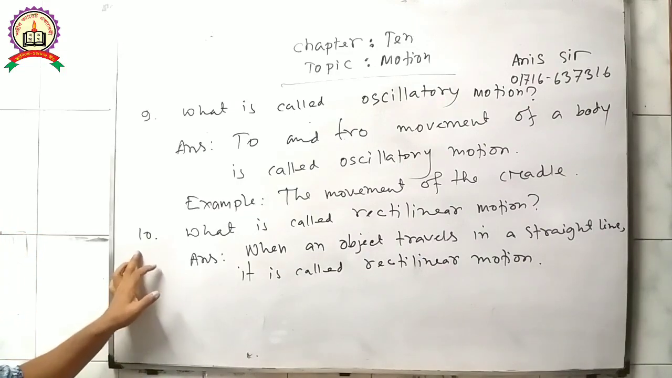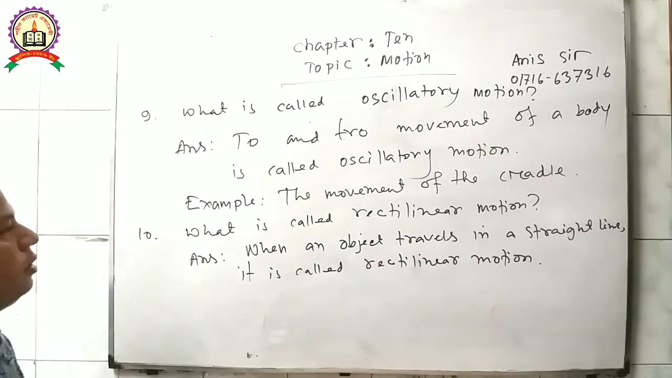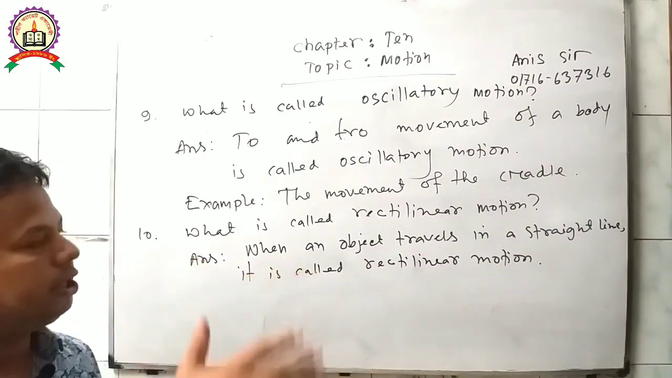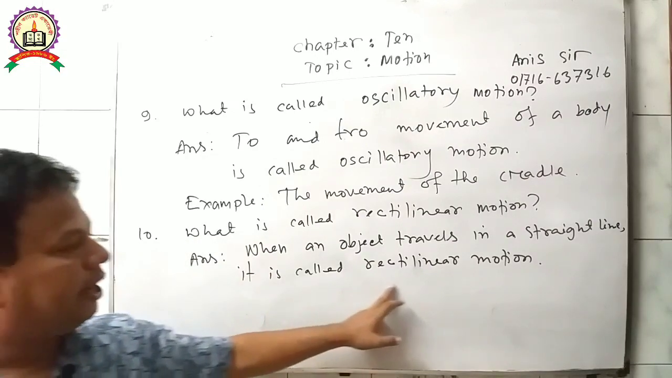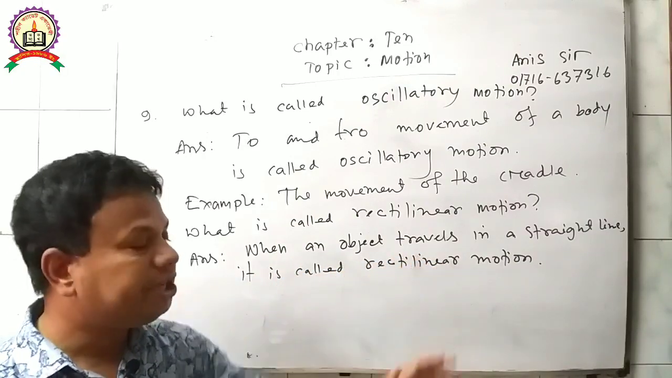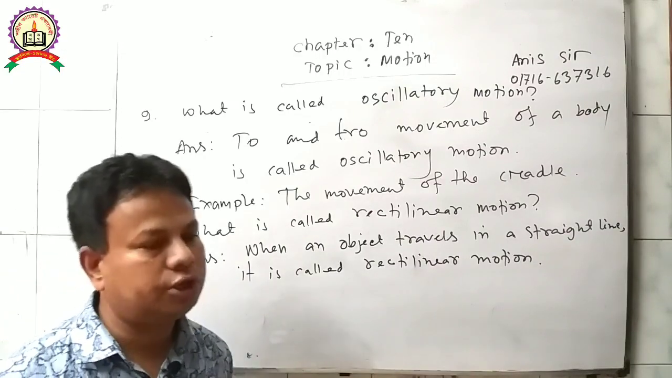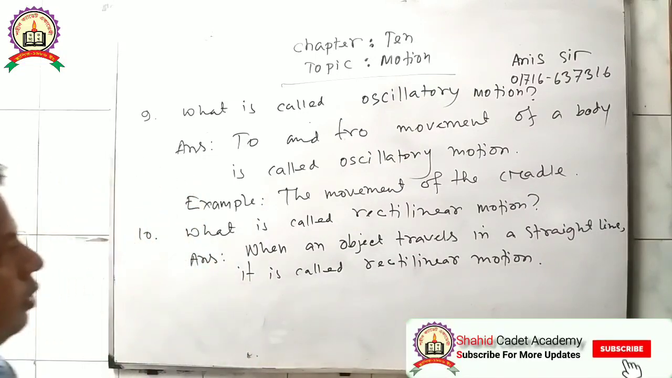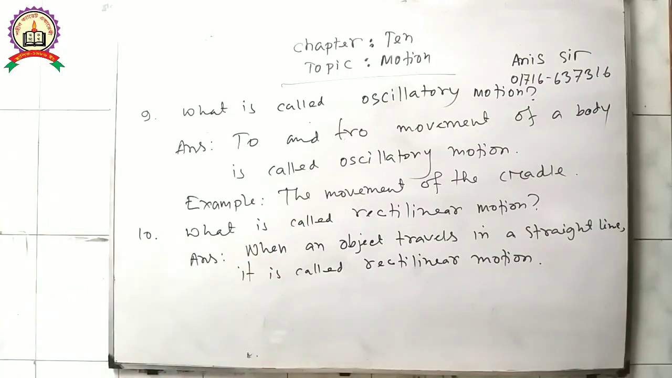Then question number 10. What is called rectilinear motion? Answer: When an object travels in a straight line, any kind of object, it is called rectilinear motion. For example, the motion of light, because it goes in a straight line, so it is rectilinear motion.